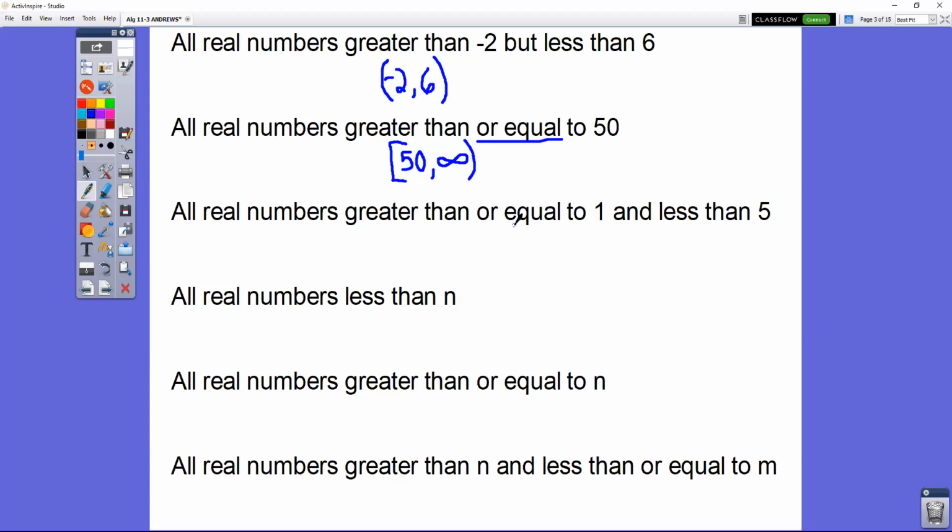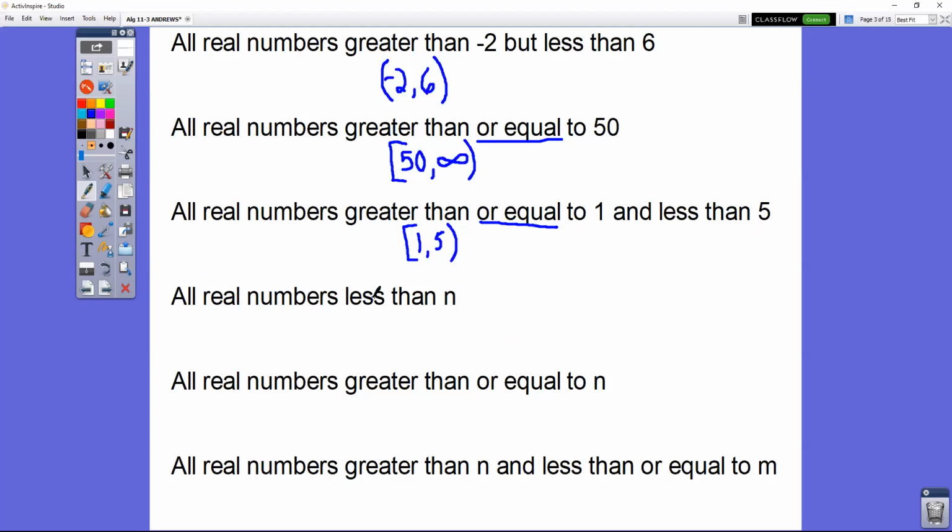Think about this one. Try this one on your own. All real numbers greater than or equal to 1 and less than 5. Try this one on your own, please. Obviously, our numbers are 1 and 5. We want all numbers greater than or equal to 1, therefore it's going to be a square parenthesis. Less than 5, round parenthesis, because there is no "or equal to."